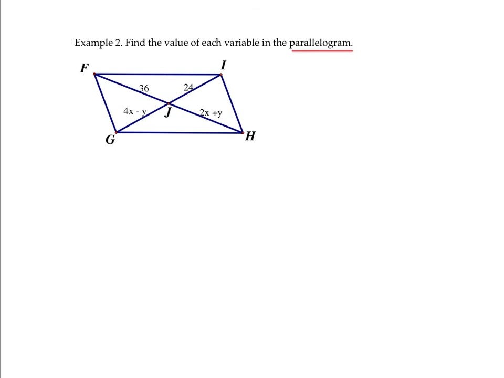In example 2, it says find the value of each variable in the parallelogram. Since we know that it's a parallelogram, we know for sure that the diagonals bisect each other, and therefore these segments are congruent to each other. So we can write two equations. The first is 2x plus y equals 36, and the second equation is 4x minus y equals 24. What we have here is a system of equations, two equations with two variables.